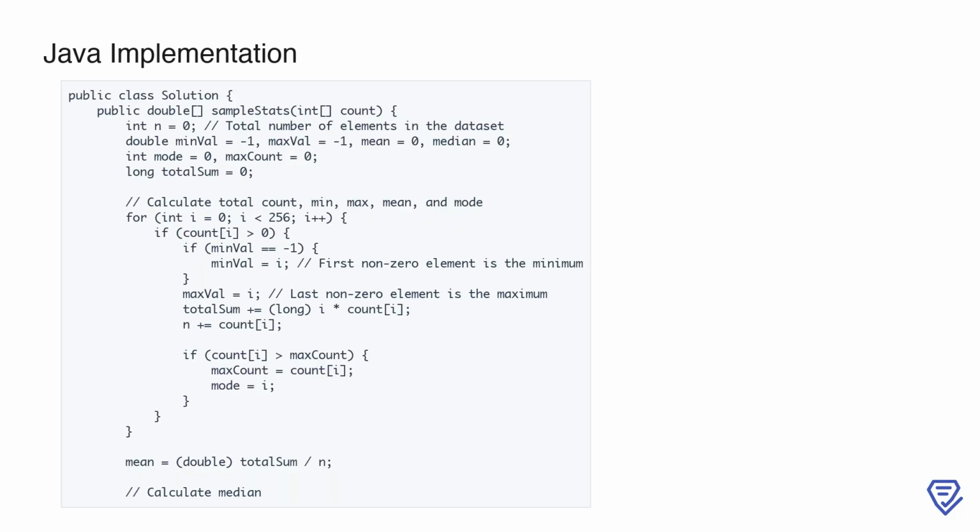Here, we begin by defining the sampleStats method, which takes in an array count representing the frequency of integers from 0 to 255 in the dataset. First, we initialize several variables.